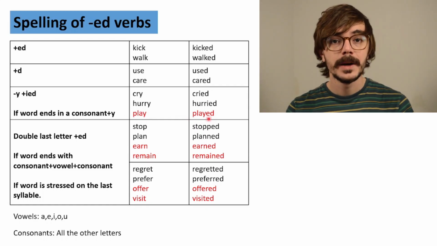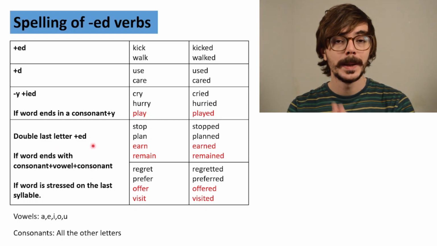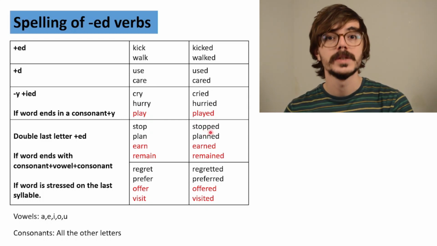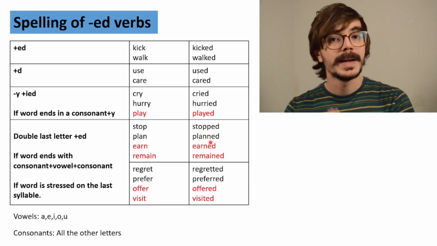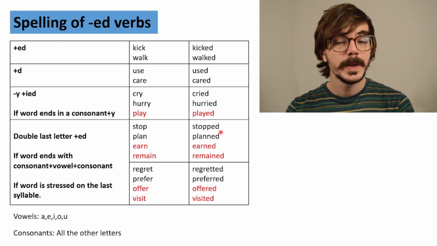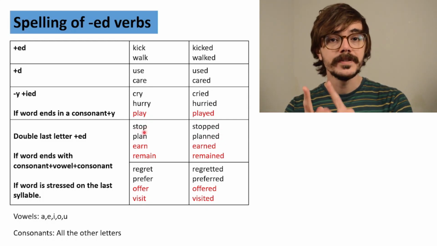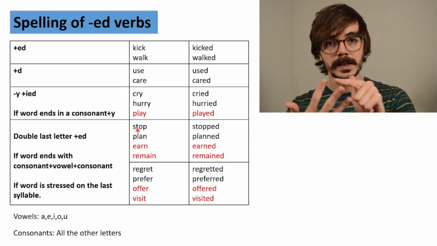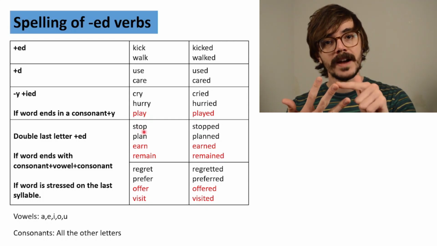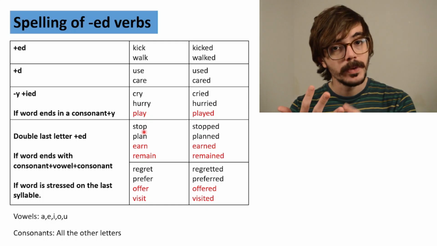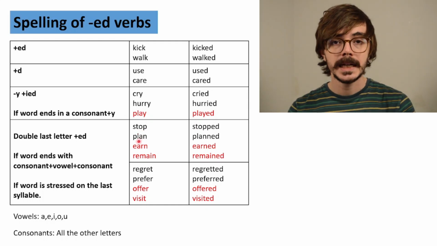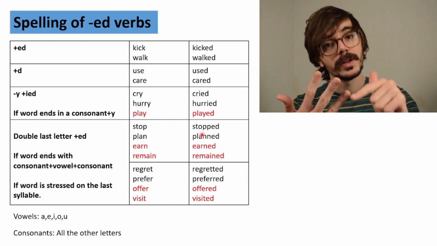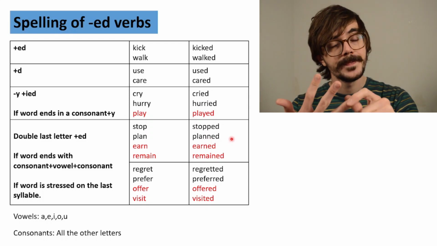Now in the last rule, with the verbs stop and plan, we double the last letter and then add ed. Stop becomes stopped with 2 P's, and plan becomes planned with 2 N's. This is because at the end of the word there's a consonant, vowel, consonant. So stop is S-T-O-P, the last 3 letters, T-O-P, consonant, vowel, consonant. Because of this, we double that last P. Or the word plan, P-L-A-N, the last 3 letters, L-A-N, consonant, vowel, consonant. So we double that last letter, the N.